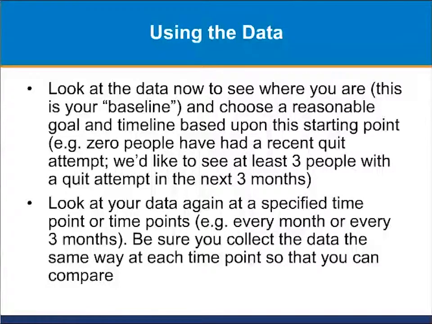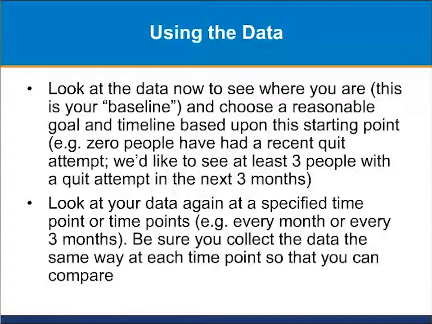For example, if you're doing a group, you want to look at group attendance every month and talk about it as a team to see, okay, is this going the way we expect? It took a little time to ramp up, but now we have a nice steady core group, or we had a few really good groups and then attendance dropped off. What might have happened? What changes could we make? Whereas other data might make more sense to look at less frequently, like once a quarter. Be sure you collect the data the same way at each time point so that you can compare.